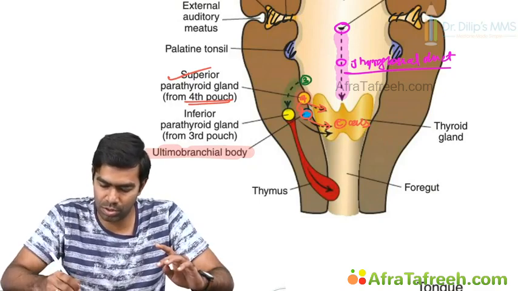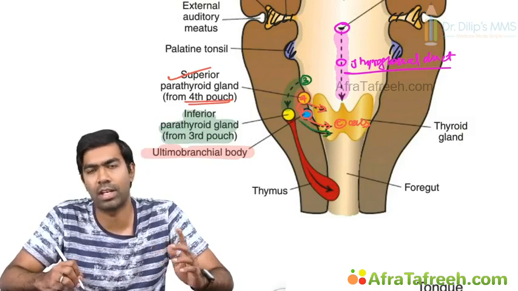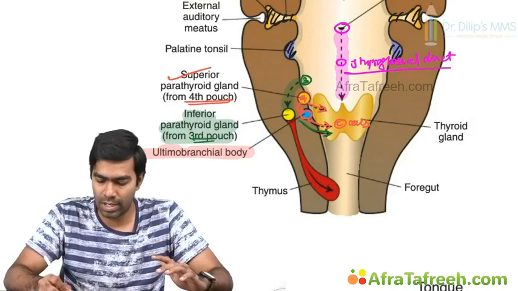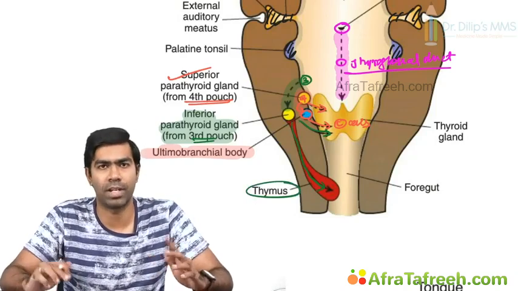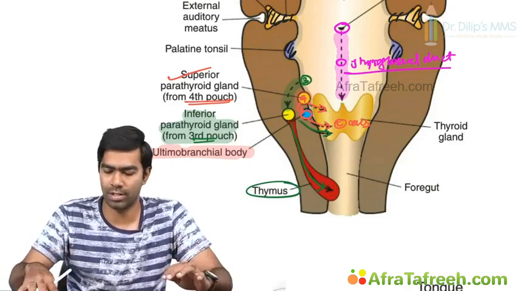From the third pouch, they form the inferior parathyroid gland, which is going to enter the thyroid, and they form the inferior parathyroid glands from the third pouch. And they also differentiate to produce the thymus, which is going to migrate to the mediastinum. Clear? So this is something again very crucial to understand.